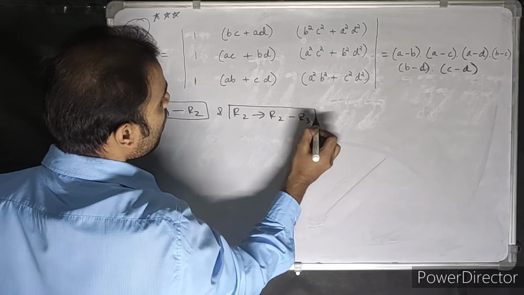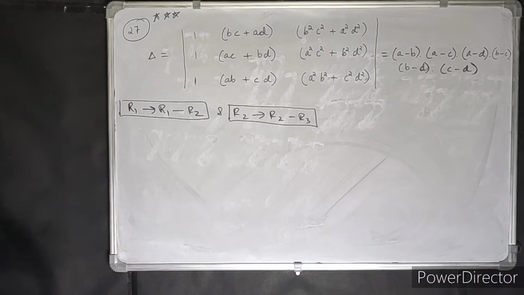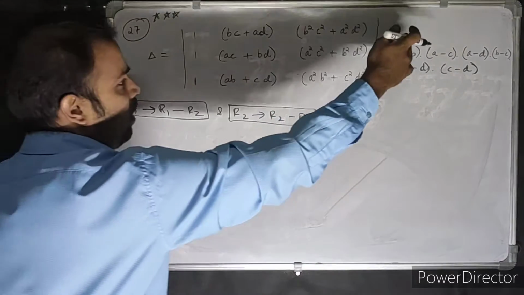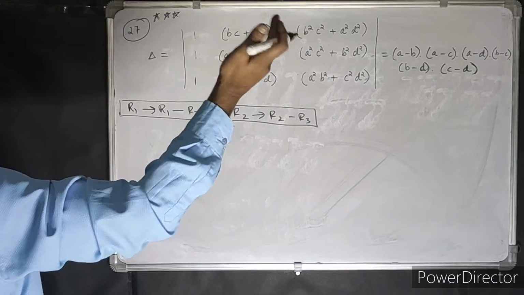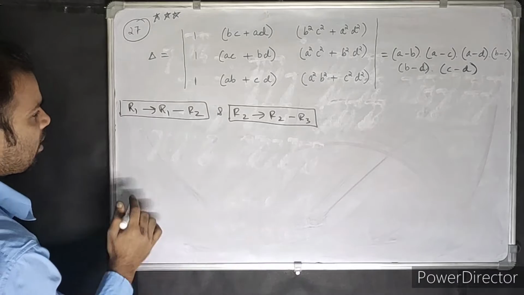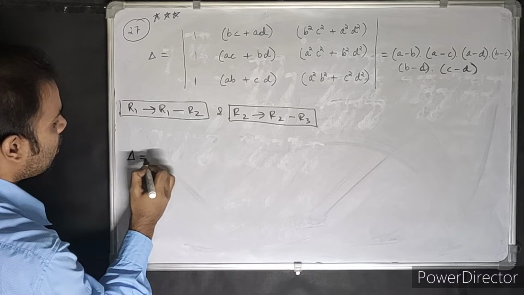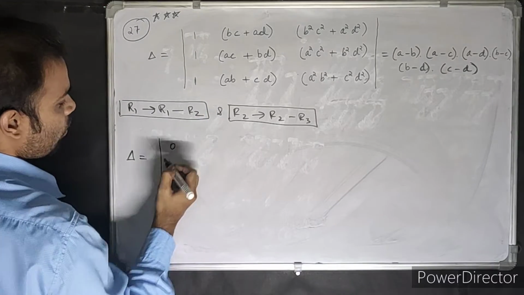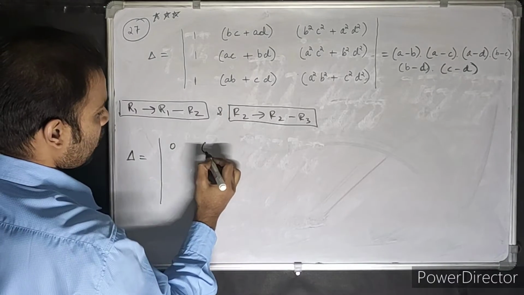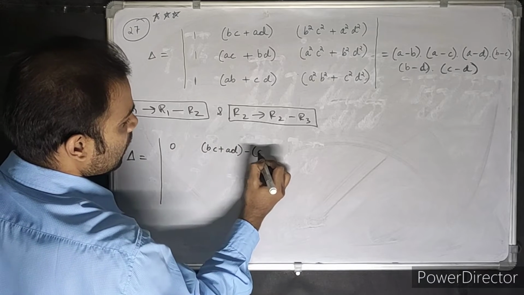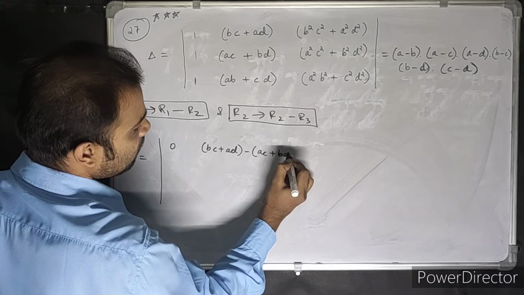I told you solving this determinant is absolutely easy, but when we have to find this, then comes the problem, because we have to match this and this, this and this. Actually very easy that also. Don't worry, let's start doing this. So the first row 1 minus row 2 is 0. Okay, write this whole thing. BC plus AD minus AC plus BD.